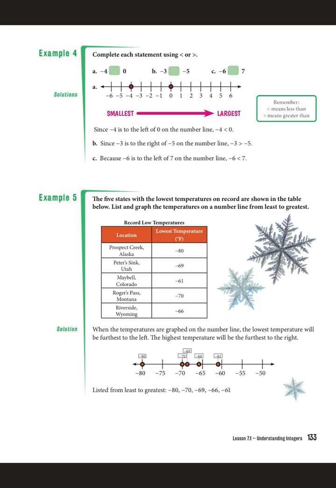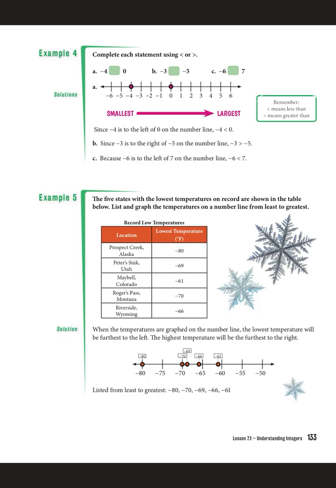So for parts A, B, and C, they want you to take negative 4 and compare it to 0. For part B, they want you to take negative 3 and compare it to negative 5. And then for part C, they want you to take negative 6 and compare it to 7. So remember, from left to right, you're going from smallest to largest.